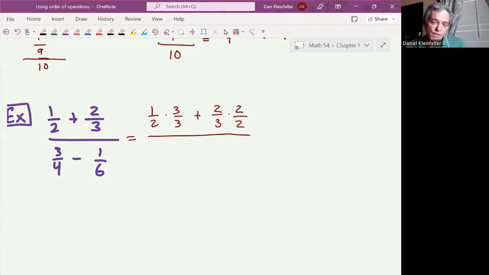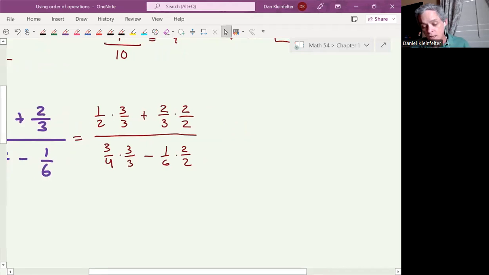Down below, we've got 3/4 and 1/6. The common denominator for fourths and sixths will be 12ths. In order to build up 3/4 into 12ths, we'll need to multiply the numerator and denominator by 3. For 1/6, we'll need to multiply the numerator and denominator by 2.